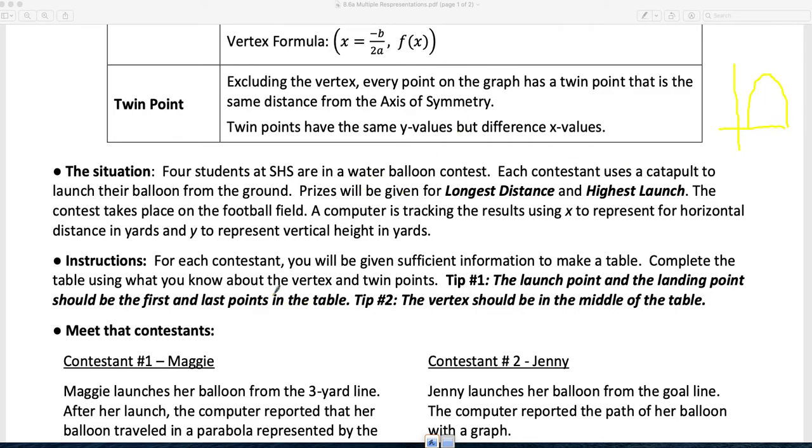Okay, the next tip says the vertex should be in the middle of the table. And that makes sense. If that's my first number, if that's my last number, that vertex should be dead center. And then if you've got extra numbers, you will be filling out each side. And keep in mind that each point has a twin. So if I have a point here that I know the information on, but I don't know what this point is, I can use that to find the other side. Okay, so that should be enough of a clue.